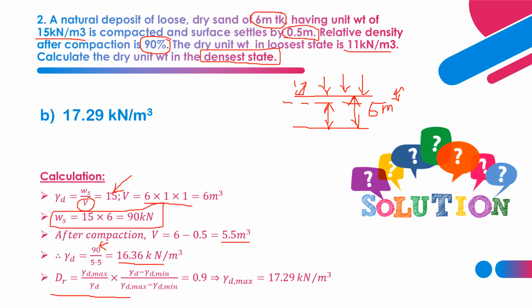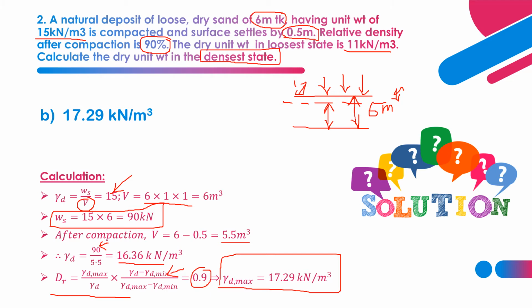gamma d minus gamma d minimum. That is, minimum means in the loosest state what is the gamma d, divided by gamma d max minus gamma d minimum, is equal to 0.9. 0.9 is nothing but the 90 percent compaction they have given in the question. By substituting all the known values, we get gamma d max as 17.29 kilonewton per meter cube as the answer. So this is how we have to calculate this type of questions.